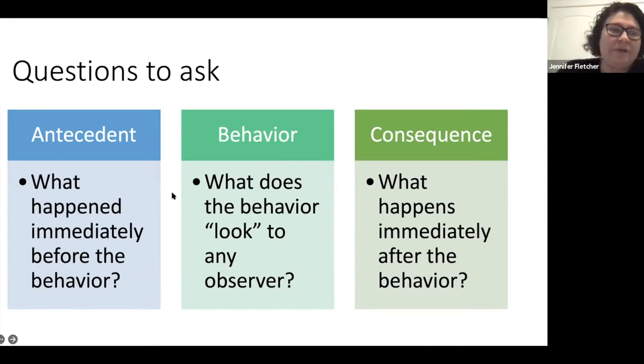All right. So now once we have our ABCs down, we want to start figuring out what's the maintaining function of that behavior? What is it that's happening? What's the consequence? What are they getting out of this behavior that makes it so that they want to keep engaging in it?